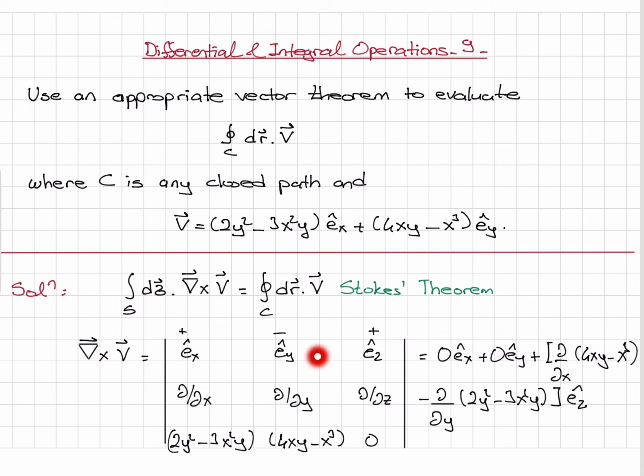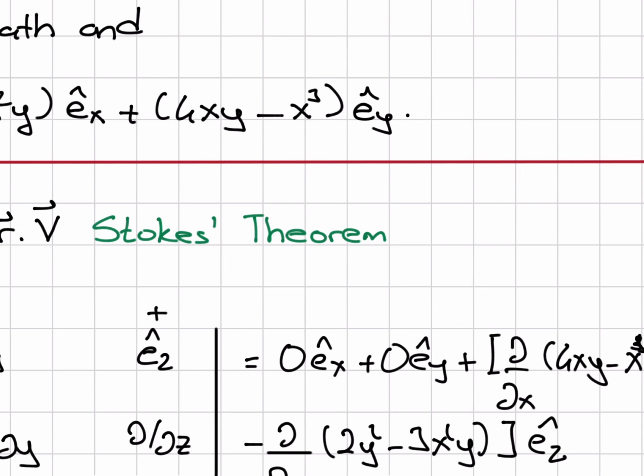For ex hat, we have del y of 0 with 0, del z of this, there is no z component here, is 0. No contribution from ex hat. For ey hat, we have del x of 0 and also no z component here, also 0 contribution. For ez hat, we have del x of 4xy minus x³ minus del y of 2y² minus 3x²y in plus ez hat direction. And this gives us 4y minus 3x². So this was 4xy minus x cubed, to make it clear.